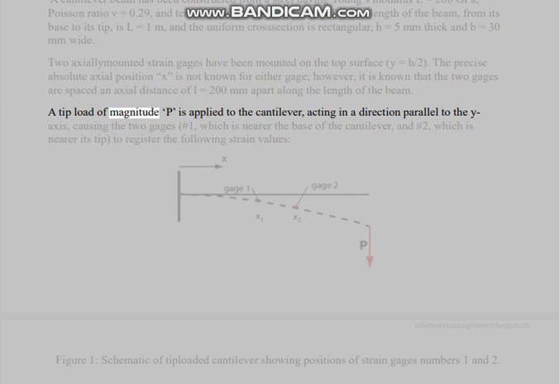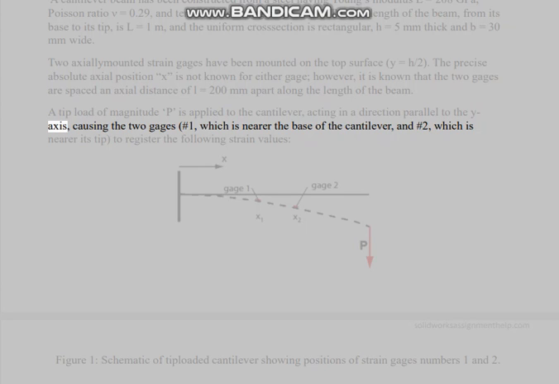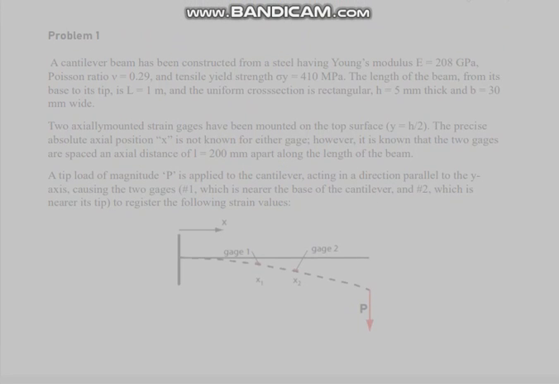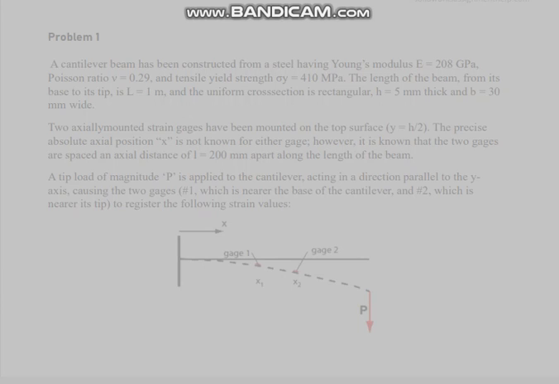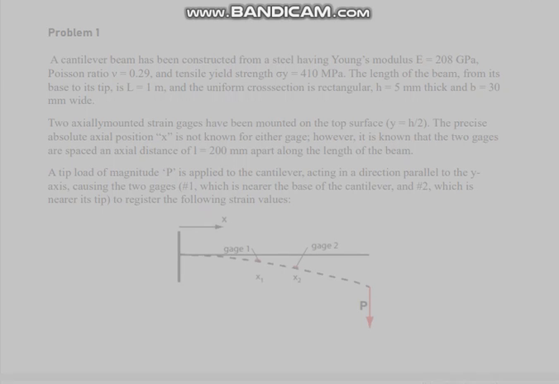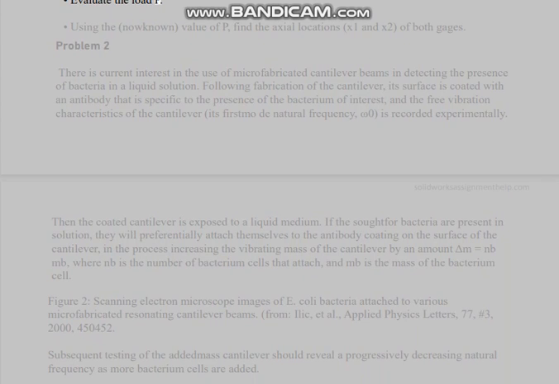A tip load of magnitude P is applied to the cantilever, acting in a direction parallel to the y-axis, causing the two gauges, number 1 which is nearer the base of the cantilever, and number 2 which is nearer its tip, to register the following strain values. Figure 1. Schematic of tip-loaded cantilever showing positions of strain gauges numbers 1 and 2. One, evaluate the load P. Two, using the known value of P, find the axial locations x1 and x2 of both gauges.